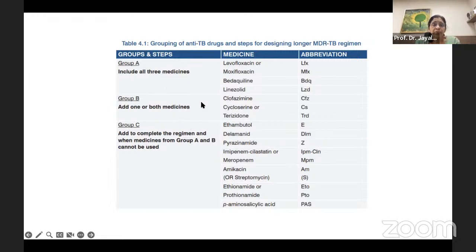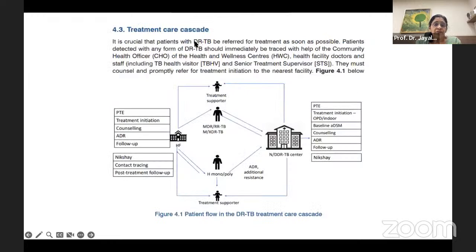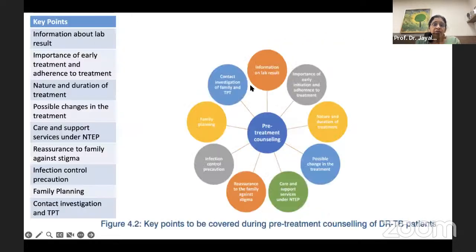This is the longer MDR-TB regimen. Also, we have shorter MDR-TB regimens where bedaquiline and moxifloxacin are used. So basically, any patient who is going to undergo MDR-TB treatment will undergo pre-treatment counseling, will be informed about the lab report, and will be told about the treatment and the importance of adherence to the treatment. Treatment may be changed depending on the sensitivity reports. Cultures will be done repeatedly. The family needs to be reassured against stigma. Infection control for the relatives is important. Family planning is important.